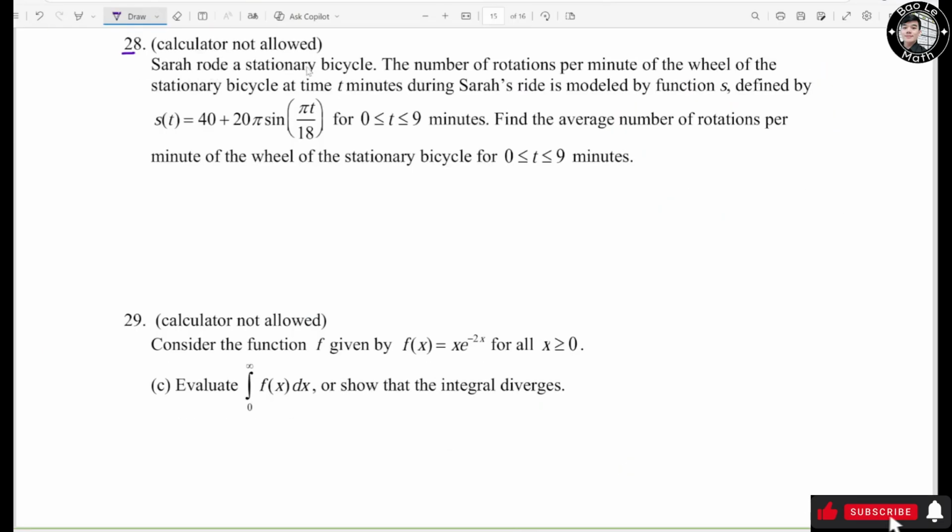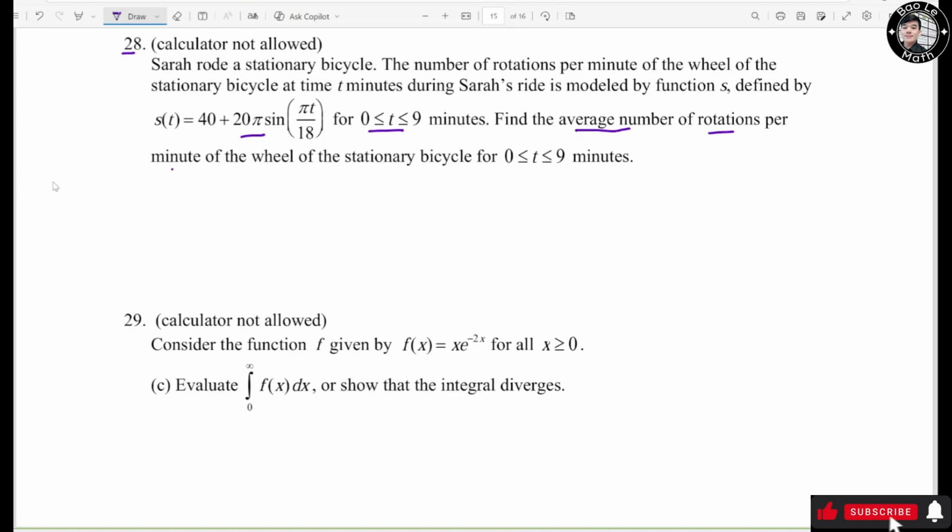Sarah rode a stationary bicycle. The number of rotations per minute of the wheel of the stationary bicycle at time t minutes during Sarah's ride is modeled by function s, defined by s of t equals this guy for t between 0 and 9 minutes. Find the average number of rotations per minute of the wheel for t between 0 and 9 minutes. Alright, so we're going to use the average formula, right?